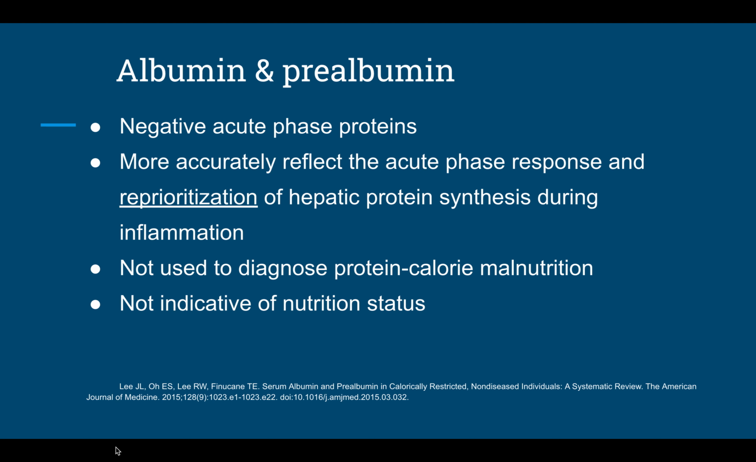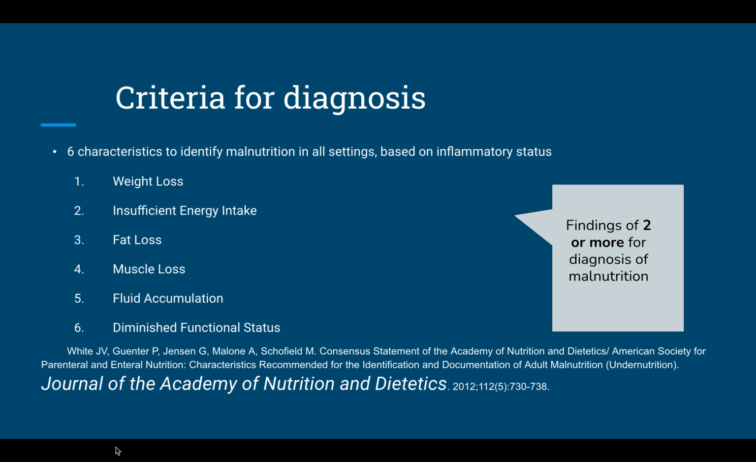They more accurately reflect the acute phase response and reprioritization of hepatic protein synthesis during inflammation. And this is something that you need to learn. Although most physicians are now aware that they cannot use albumin and prealbumin to diagnose malnutrition, you will still see some physicians who do this, and then they will ask you, and you want to have a smart answer for them. So if we cannot use hard evidence, meaning labs, what are we going to use?